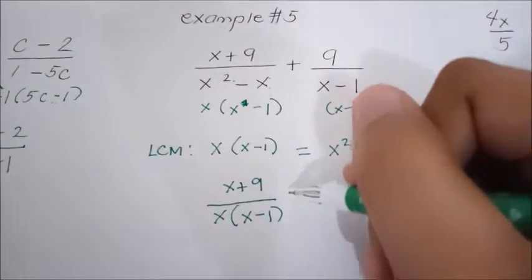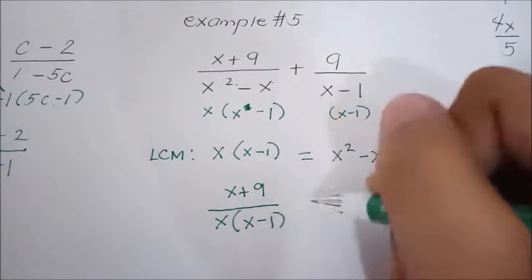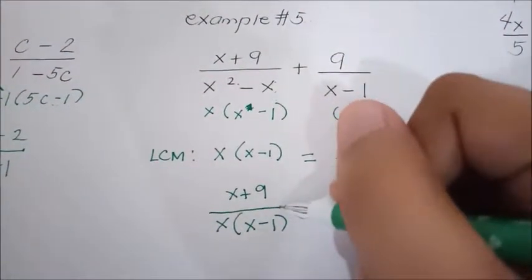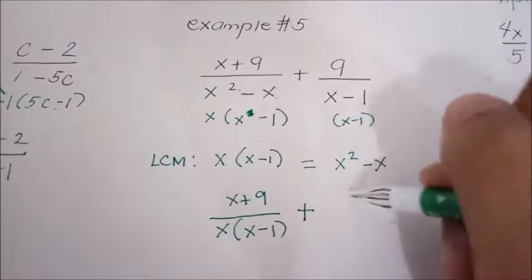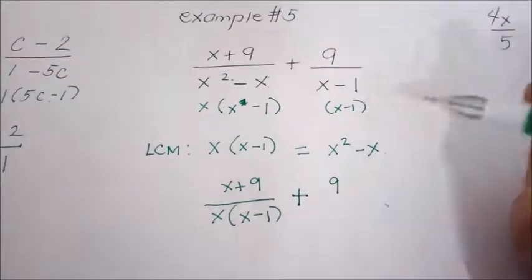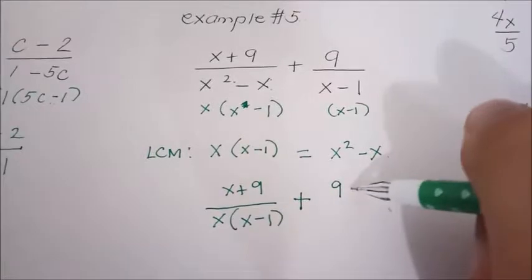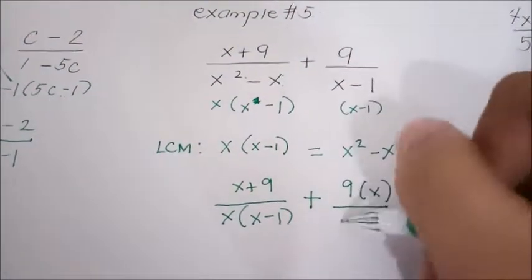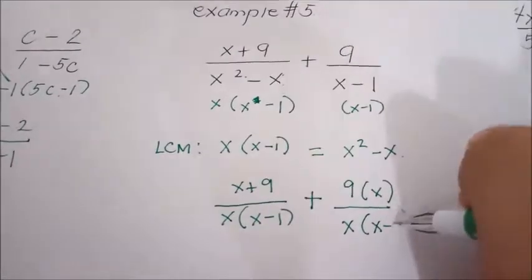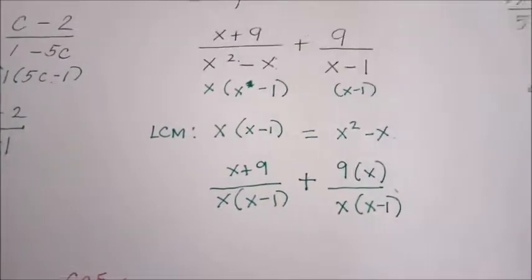Okay? So, pwedeng pagsamahin natin siya sa isang denominator. Pwede rin namang hindi. Okay? So, kung hindi ninyo siya pagsasamahin, susulat ninyo ng isa pang beses. We have 9. Again, ang ita-times natin is x. So, 9 times x all over your LCM, which is x minus 1, times x minus 1.